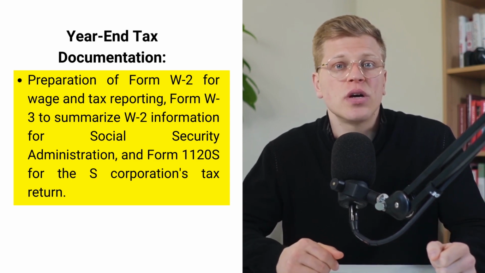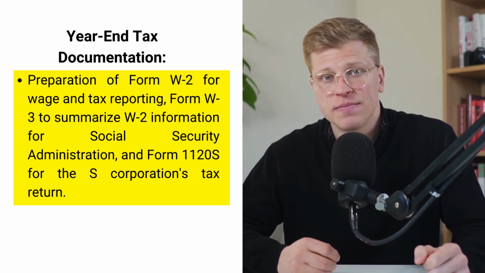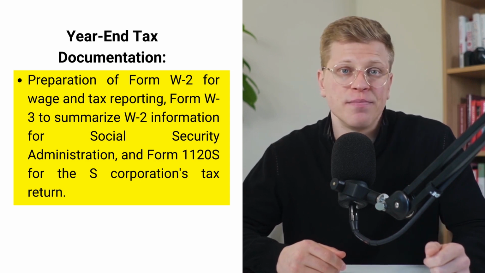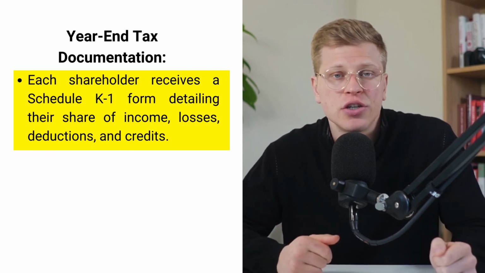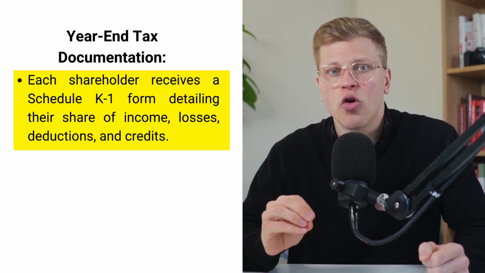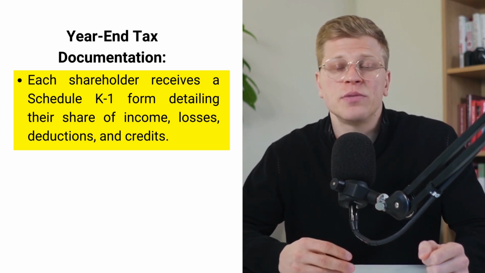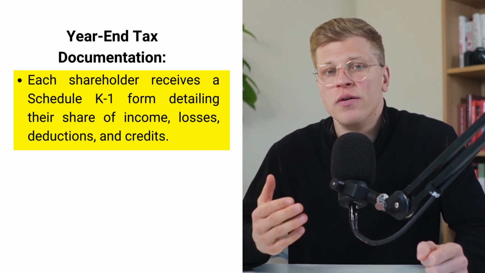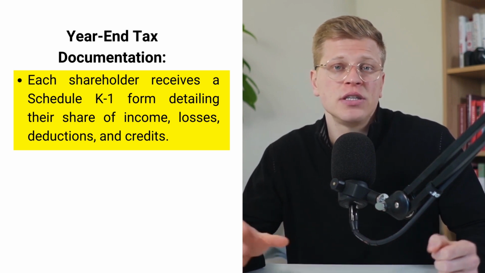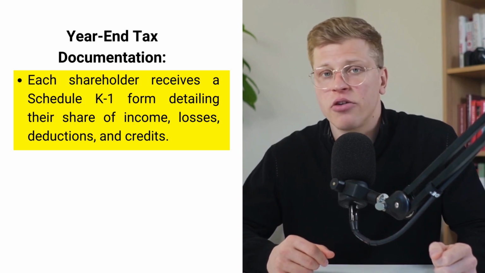Additionally, S corporations need to complete Form 1120-S, which is the tax return specifically for S corporations. This form details the corporation's financial activities and tax obligations for the year. Each shareholder in the S corporation also receives a Schedule K-1 form. This form reports each shareholder's share of the corporation's income, losses, deductions, and credits. It's important for shareholders because it tells them what they need to report on their personal tax returns. Handling these forms correctly ensures that both the corporation and its shareholders meet their tax responsibilities and avoid potential penalties for incorrect or late filings.